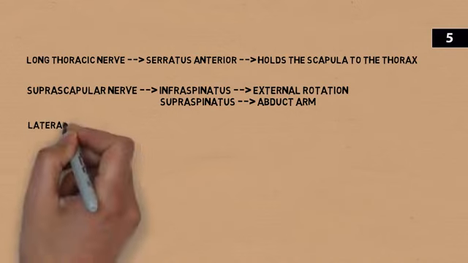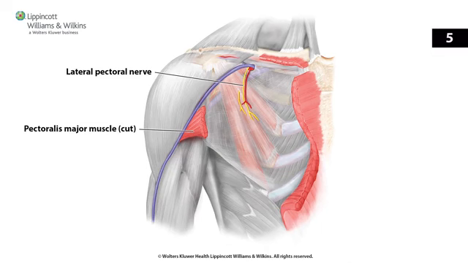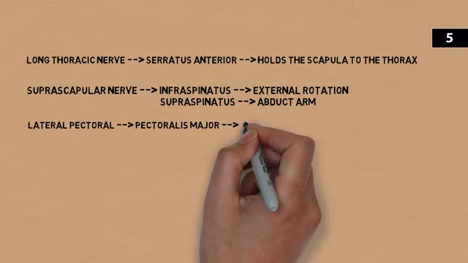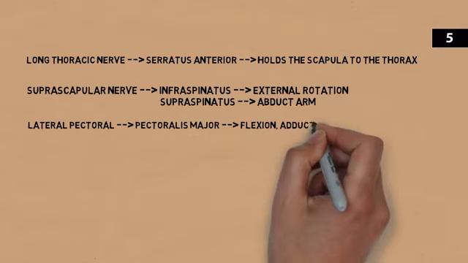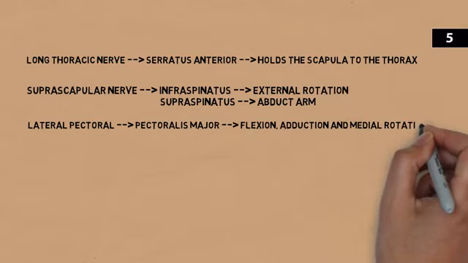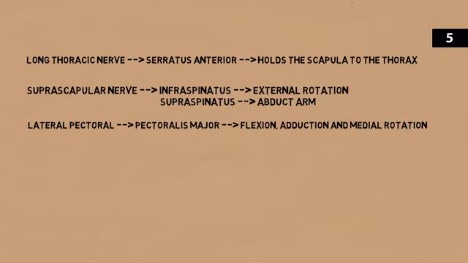Next, we have the lateral pectoral nerve. So this is going to innervate the pectoralis major. So it makes up the bulk of the chest muscles. Now it has several actions, including flexion, adduction, and medial rotation of the humerus, and it acts to keep the arm attached to the trunk.